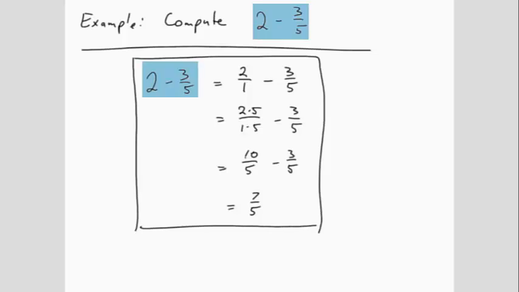You will be very tempted to not write the original problem and simply start off by writing 2 over 1 minus 3/5. Avoid that temptation and take the extra couple seconds to rewrite the original problem as it was given to you, 2 minus 3/5, and then do your calculations from there.